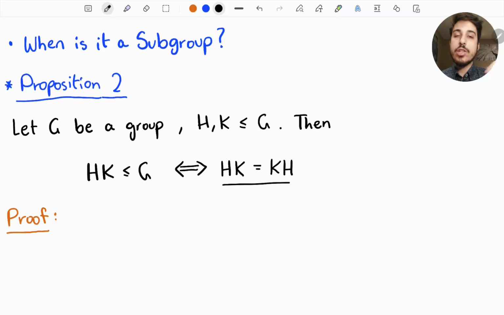Note here that HK being equal to KH does not necessarily mean that the elements of H commute with the elements of K. That means we could have that an element h k is equal to some element k1 h1, not necessarily saying that k is equal to k1 or that h is equal to h1.